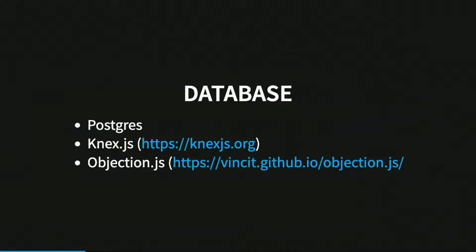Yeah, so database, as I said, I'm using Postgres for the database, and I'm using some libraries on top of that. So you have Knex, which is a low-level ORM, which does most of the translation between JavaScript objects and SQL. And then you have Objection, which is more of a layer that does models and collections and all that stuff.